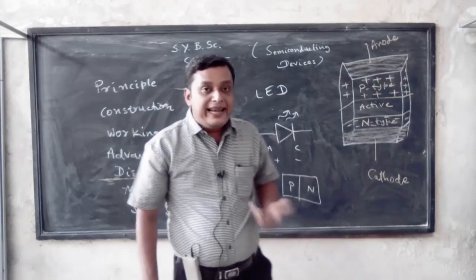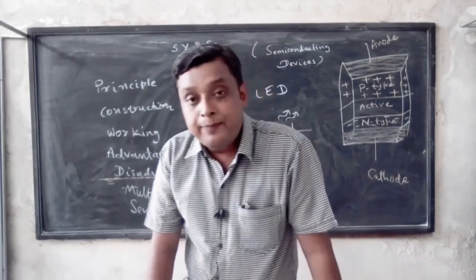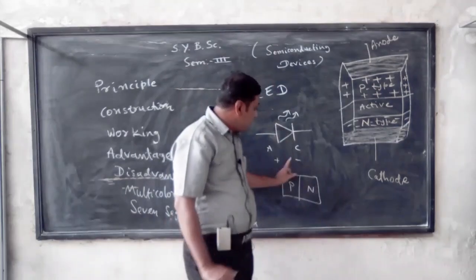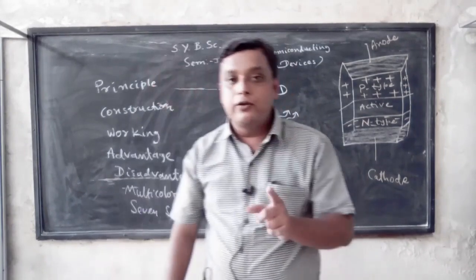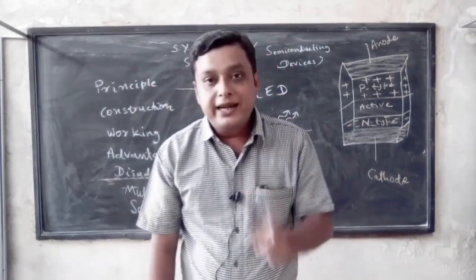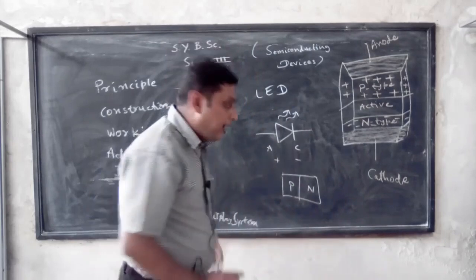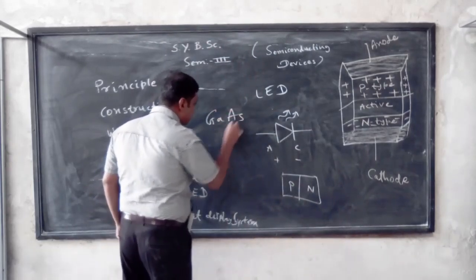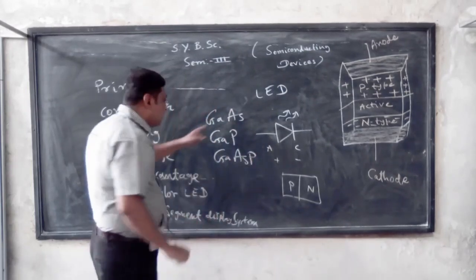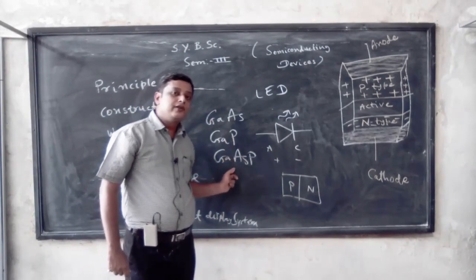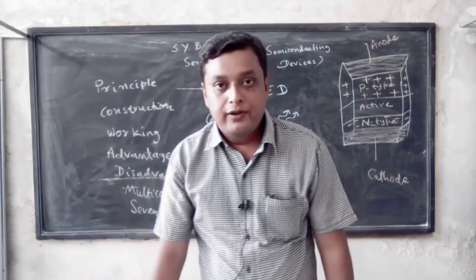So LED is not made up of silicon or germanium. Actually, an ordinary PN junction diode is always made up of silicon or germanium, but LED is made up of gallium arsenide, gallium phosphide, gallium arsenide phosphide. These are the common materials which are used to fabricate, to produce light emitting diode.